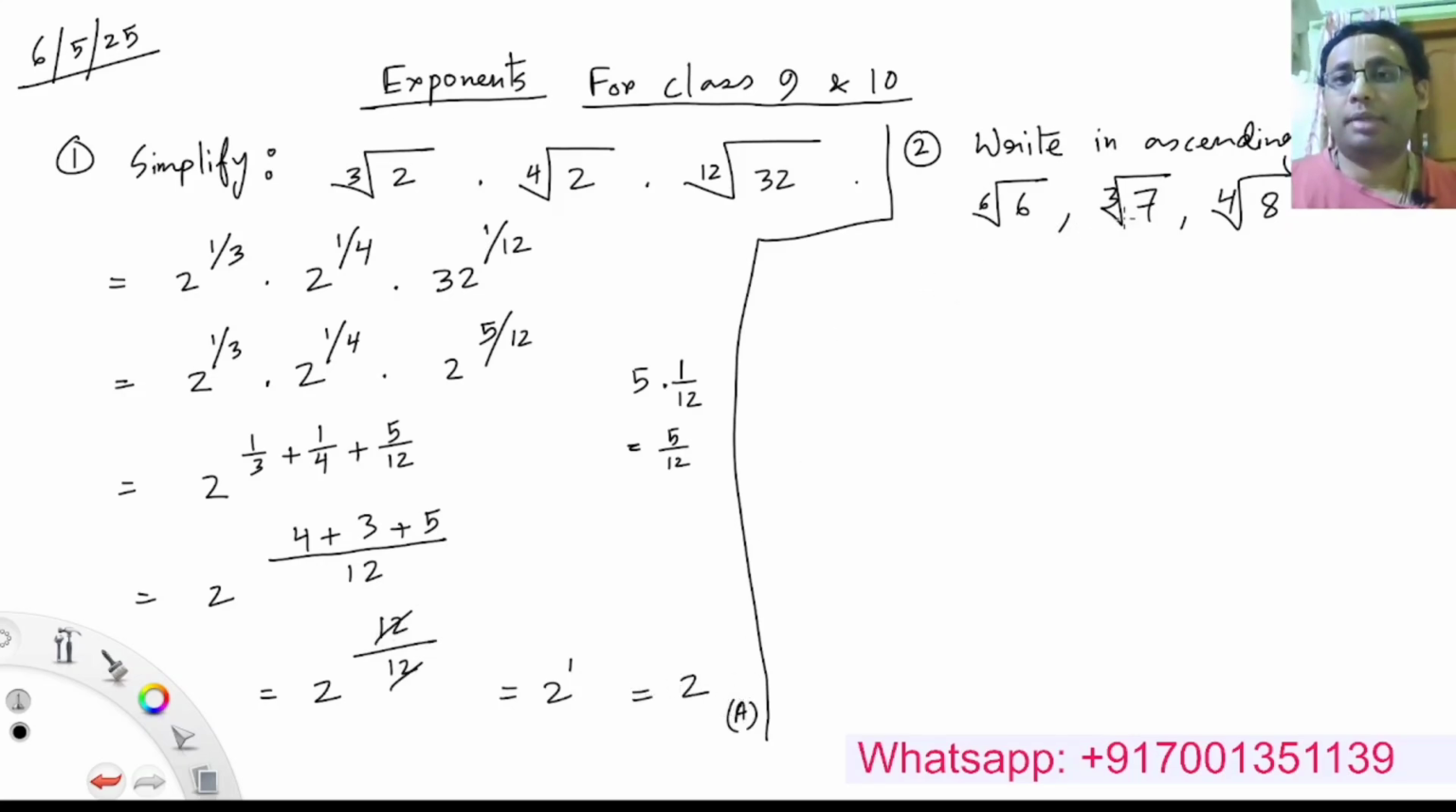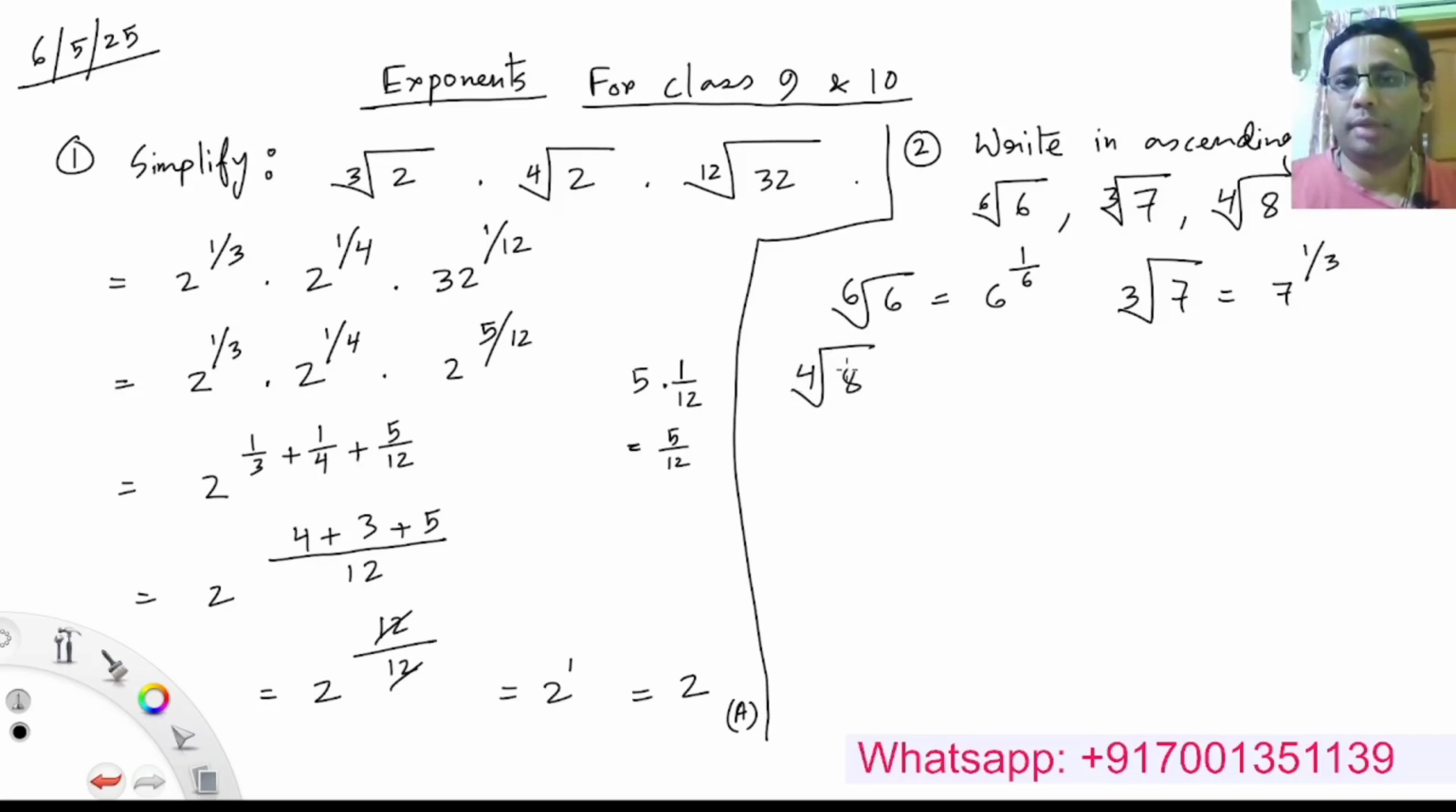Now coming to the next question: 6th root of 6, cube root of 7, 4th root of 8. That means the 6th root of 6 is 6 to the power 1 by 6, yes or no? Just like that, cube root of 7 is equal to 7 to the power 1 by 3, and the 4th root of 8 means 8 to the power 1 by 4.